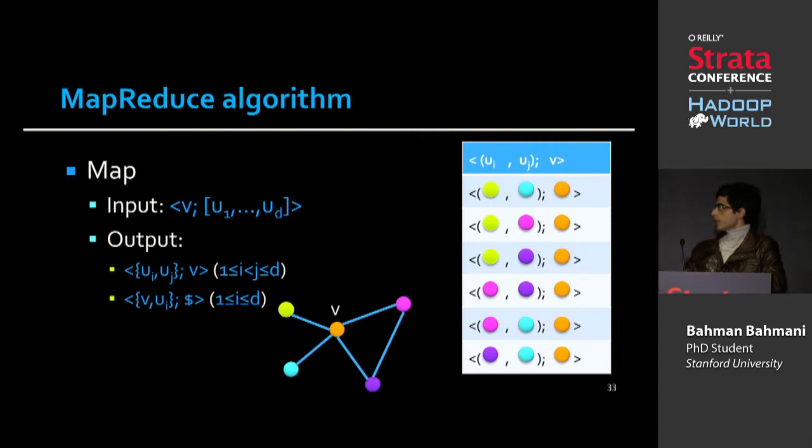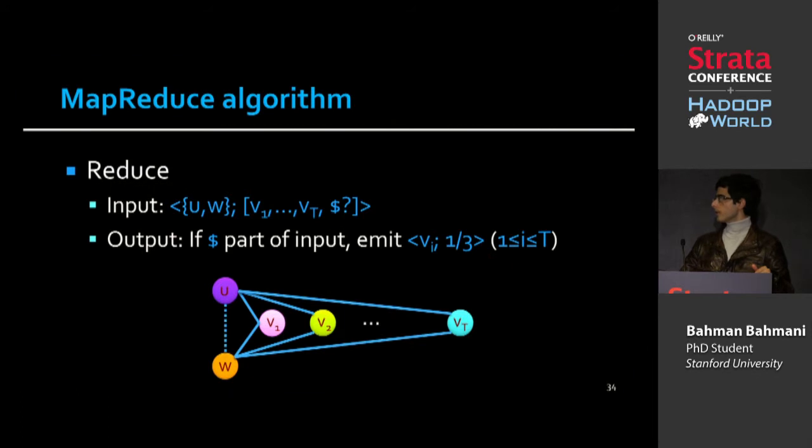So here's an example. In this case, if this node is V, you're outputting any pairs of neighbors. Like this pair is here, and this pair is here. So that's the key, and the value is the node itself. So this is the map step. And then the reduce step, for any pair of nodes U and W, is going to receive any node that has an edge to both of these 2 nodes. So let's say these are these nodes. And also, if there is an edge between U and W, it's going to receive this $. And if they don't have an edge to each other, then it's not going to have this $ sign in its input.